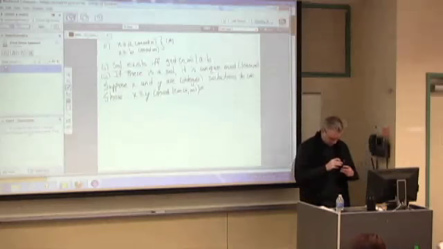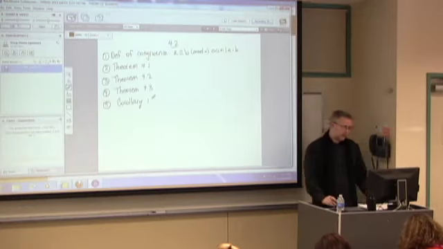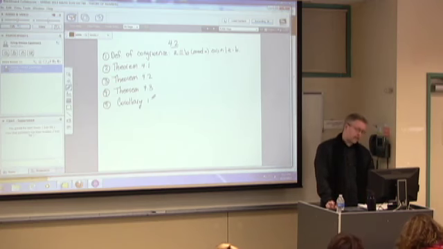Right, that's corollary 1. Okay, so again, this is just the basic stuff in this section. These are what you need to know in order to be able to do the problems.